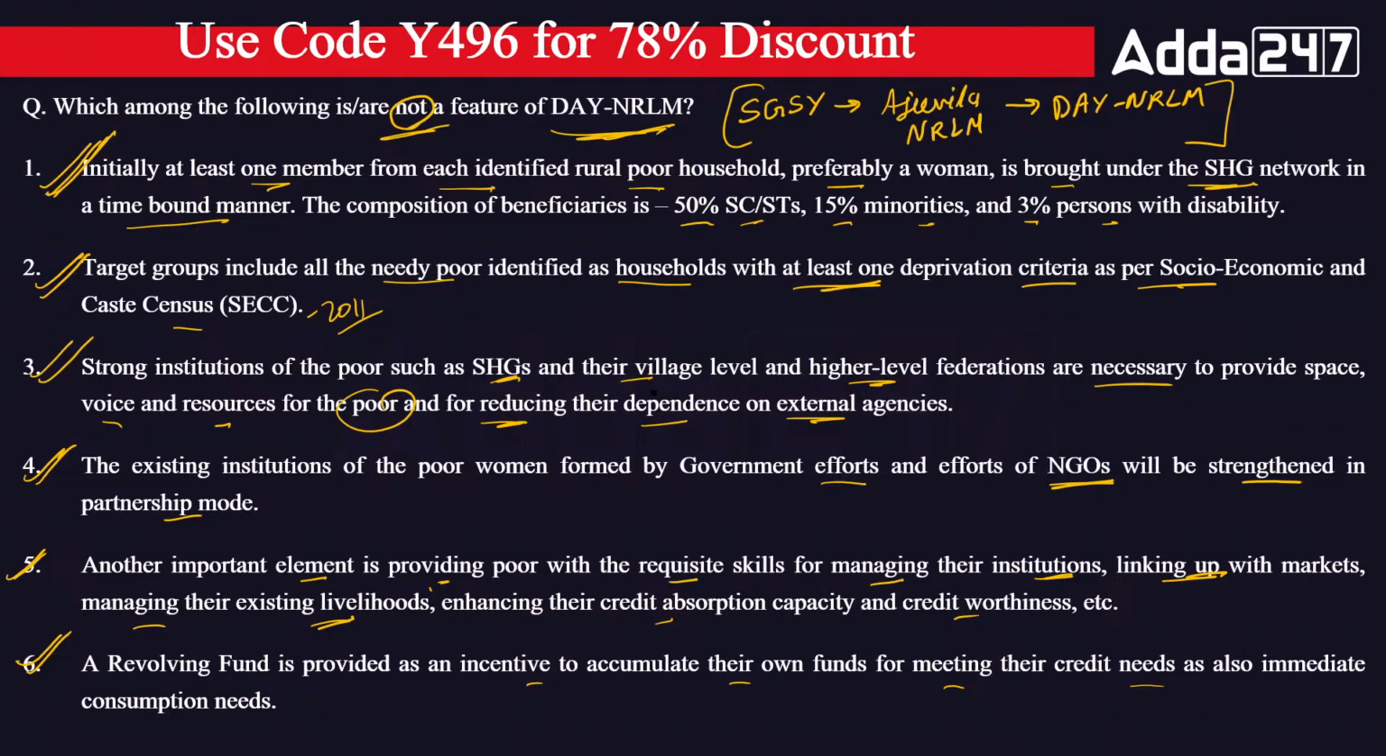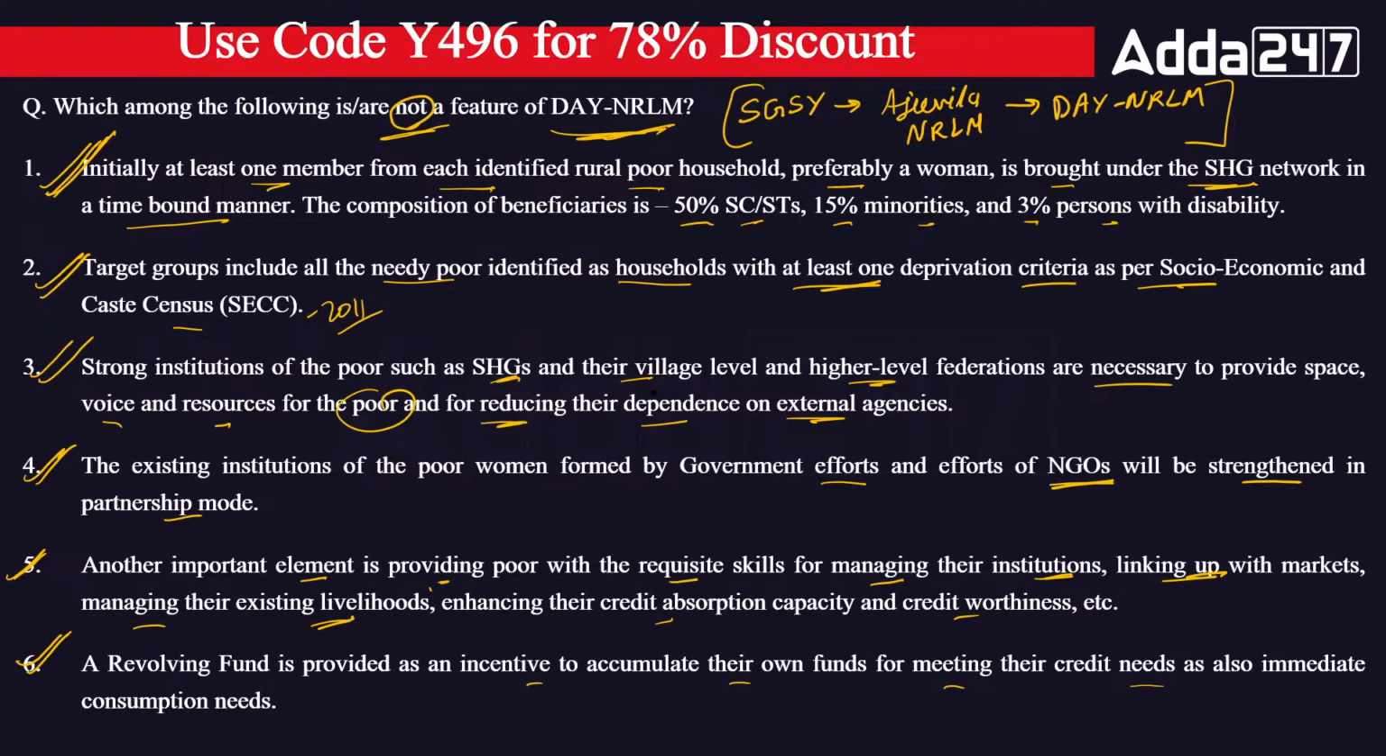For that purpose, you will use the socio-economic and caste census. Then apart from that, the self-help groups and their federation will get certain help of resources, financial support, whatever support they require. That will be given. That is what the third statement is saying. The fourth statement is saying simply the existing institutions which are helping the poor people will also get benefited by getting the financial support from the scheme.